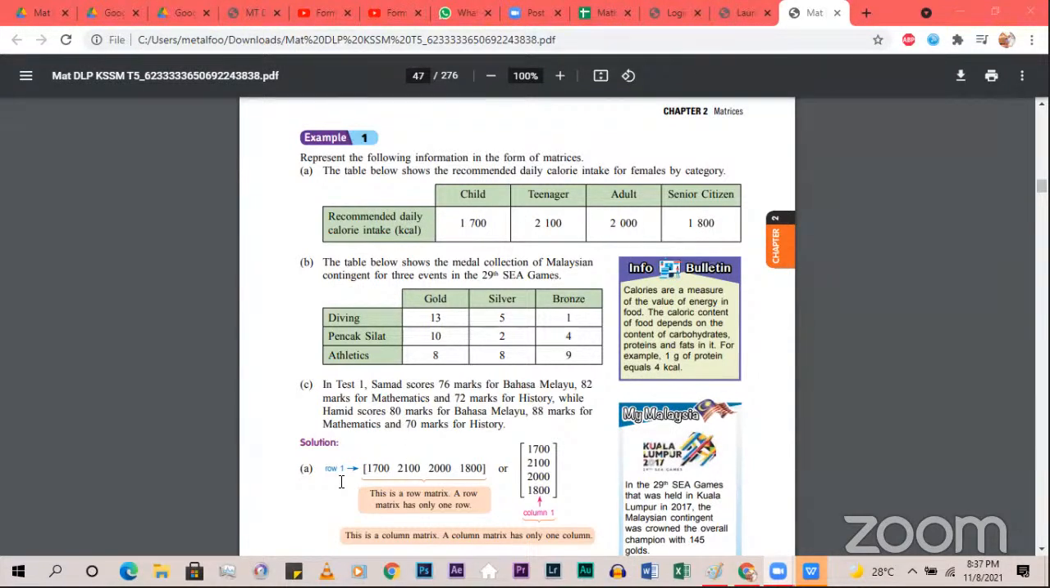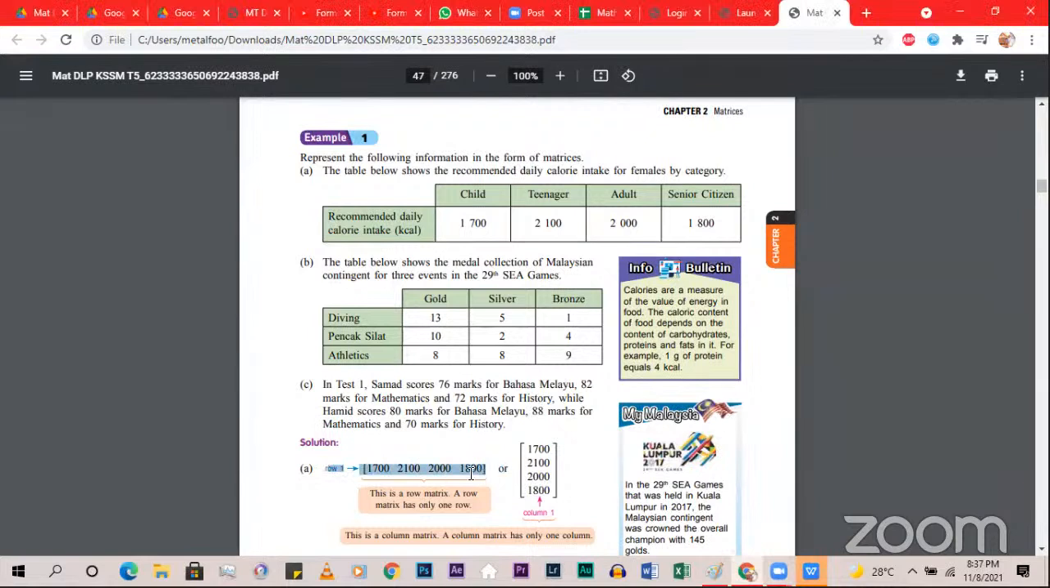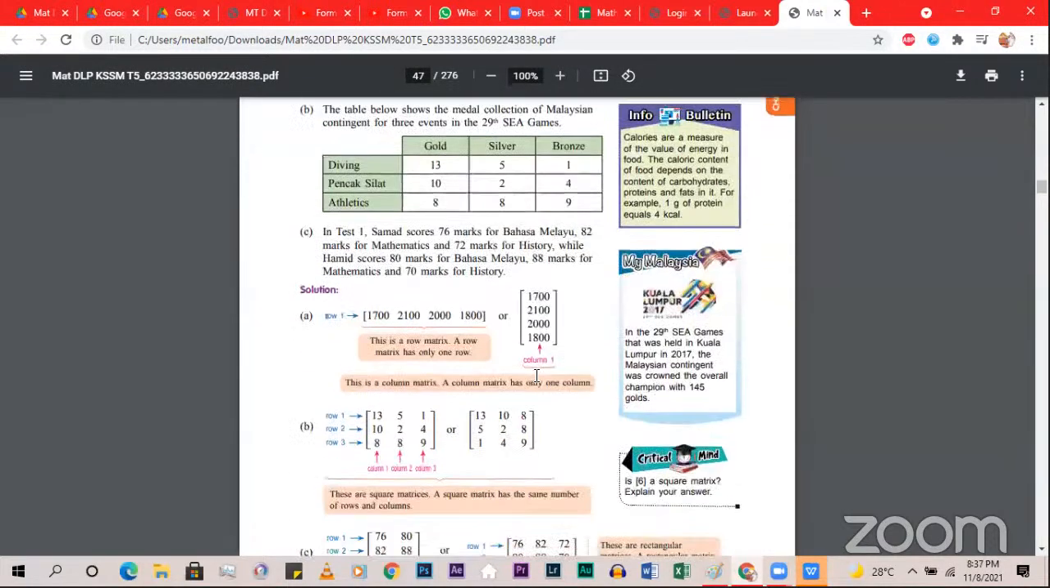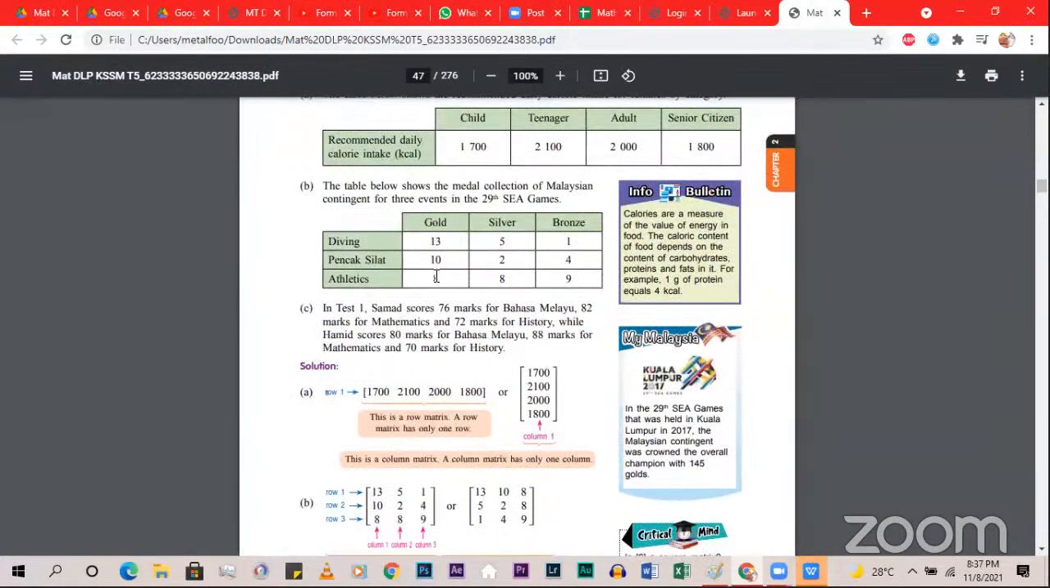You can either arrange it in a row, like this, 1,700, or a column, which goes from up to down. This one is from left to right, which is a row, right? And for this one, you see 13, 10, 8. You can write it like this, or change it to go from left to right: 13, 10, 8, 5, 8, 1, 4, 9, all right?